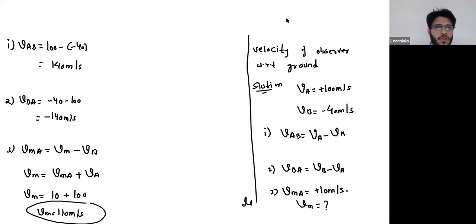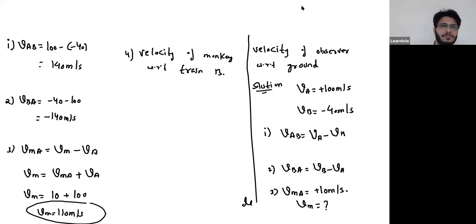Yes, sir. Okay, I'm adding one more part in it. Calculate velocity of monkey with respect to train B. No hint. Solve this one. Velocity of monkey with respect to train B.